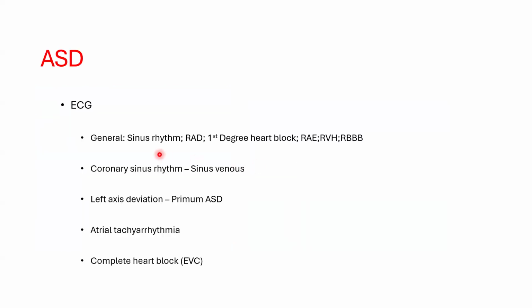On ECG, typically sinus rhythm, right axis deviation, first degree heart block, right atrial enlargement, right ventricular hypertrophy, and right bundle branch block. But when you have a sinus venosus defect, you must look out for a coronary sinus rhythm. And I know you guys know about that. Inverted P waves before normal QRS complexes.